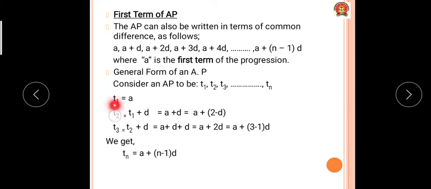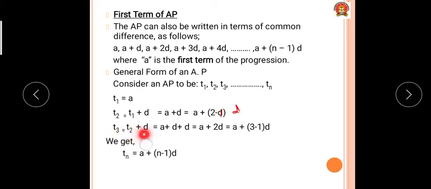Now T1, your first term, is A. T2 is T1 plus D. So what is T1? T1 is A, therefore A plus D. So what is D? You can write D as 2 minus 1 into D. Sorry, just a mistake is there. Wait, I am going to write it: 2 minus 1 into D. So this is A plus (2 minus 1)D. 2 minus 1 means 1D.